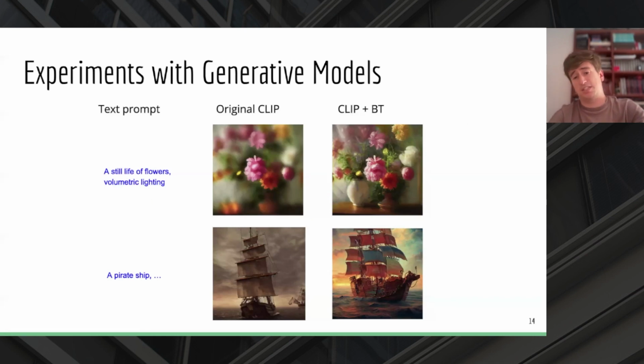And the answer is kind of yes. Here you can see 4 generations for 2 different textual prompts. You can see the generation from the original CLIP and our variants with the Bradley-Terry preference. In the case of the flowers, I think it's pretty clear that the second result with the Bradley-Terry preference is of higher quality because there is no blurriness like in the original CLIP, so it's more sharp, and that's it.